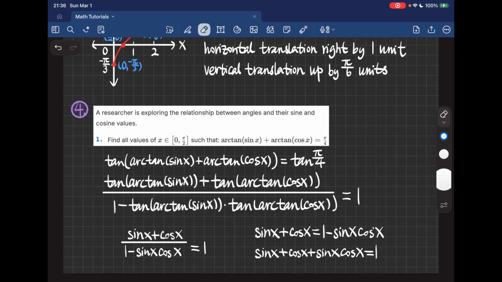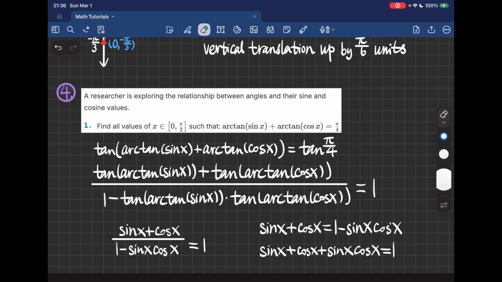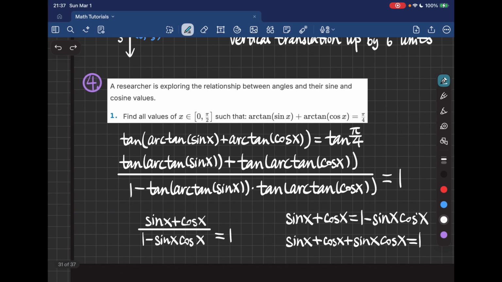Here is another example. It continues on the next page. It is a little long. So we want to find all values of x from 0 to pi over 2 inclusive, such that we satisfy this equation. So the common trick is to take tan on both sides. For tan pi over 4, it is just simply 1. For the other side, it's kind of long and messy.